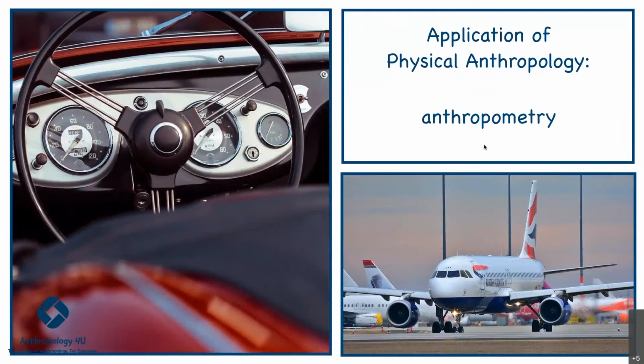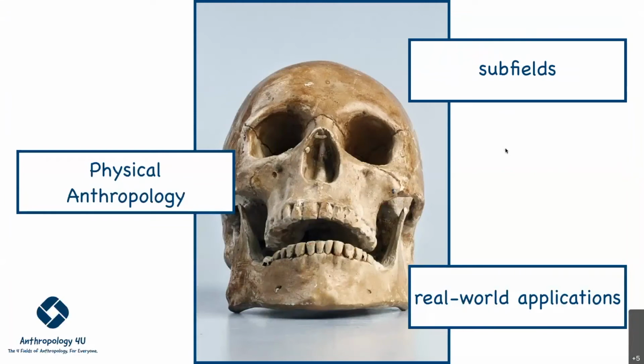Another application of physical anthropology is in anthropometry. Many industries, such as the automotive and aerospace industries, need information on the size, shape, and anatomy of the human body so they can build cars and planes or whatever. So they hire a physical anthropologist to give them this kind of information. So that's some information about the field of physical anthropology and its subfields and some real-world applications.